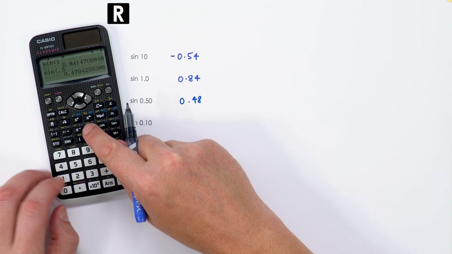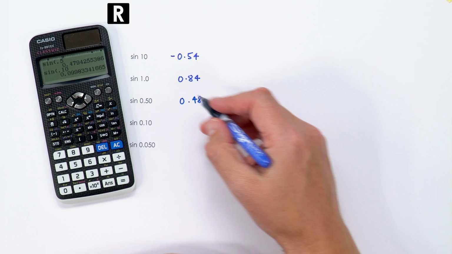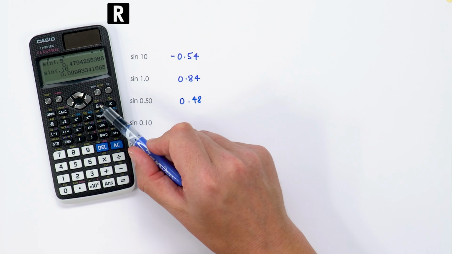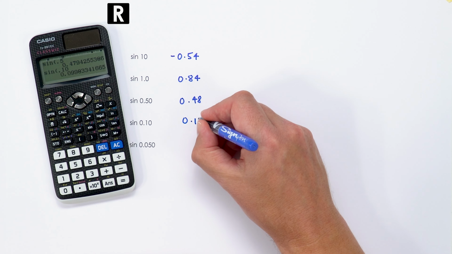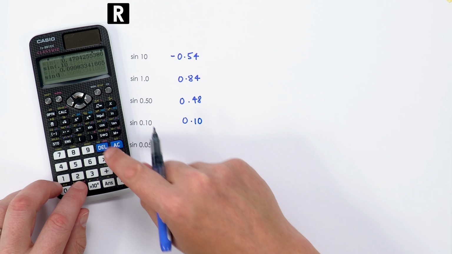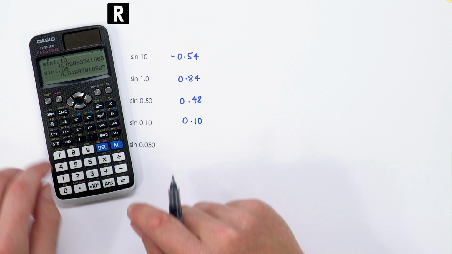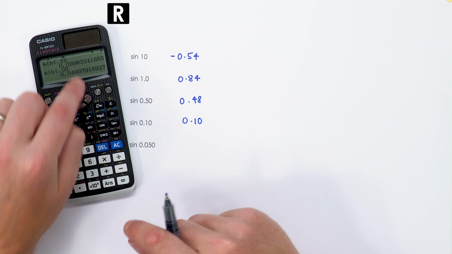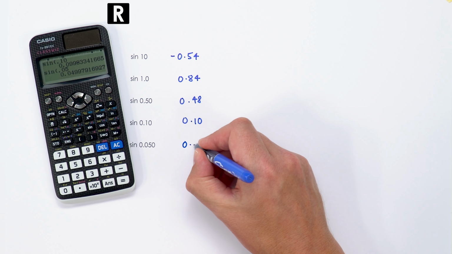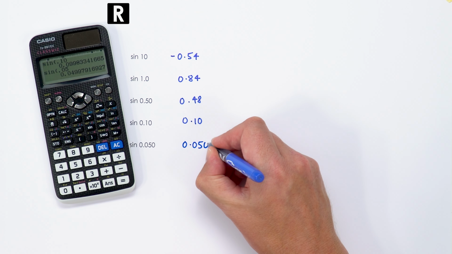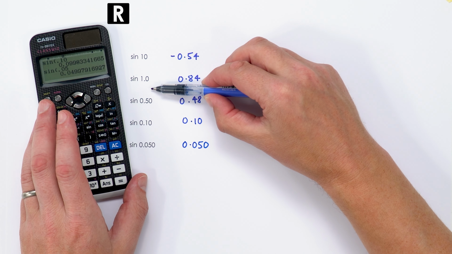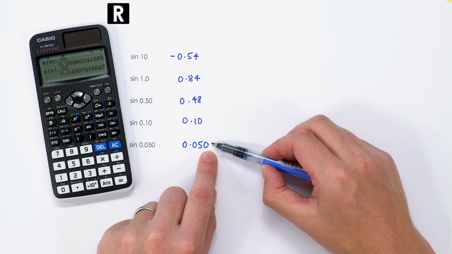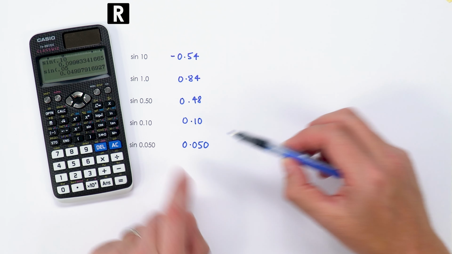0.48. If we look at sine of 0.10, that would be 0.0998, which would be 0.10. And if I do sine of 0.05, we get 0.04998, which would be 0.050. So what we can see is as this angle gets smaller, the answer is much more similar to the original angle that we put in.